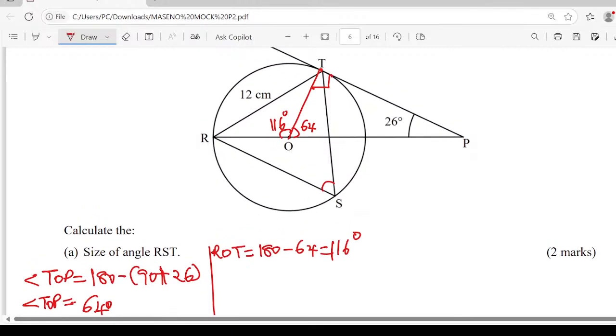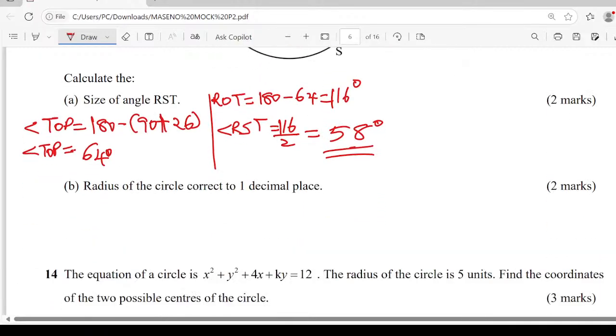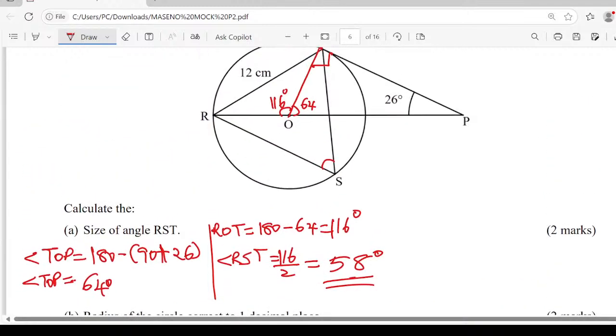Now, we normally say angle at the center is twice the angle at the circumference. So to get angle RST, you take 116, you divide by 2, you get 58. The property: angle at the center is equal to twice the angle at the circumference. Next, the radius of the circle correct to 1 dp.